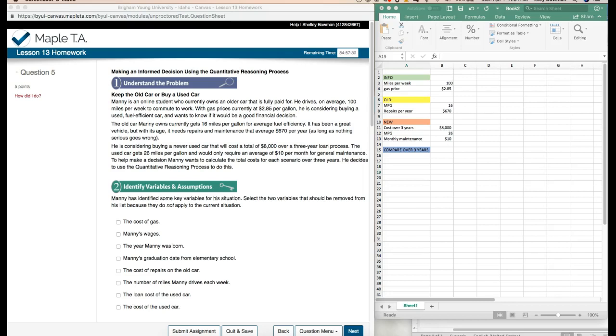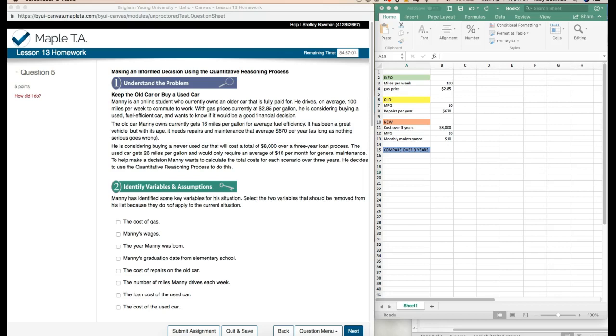The old car Manny currently has gets 16 miles per gallon for average fuel efficiency. It has been a great vehicle, but with its age, it needs repairs and maintenance that average $670 per year, as long as nothing serious goes wrong. He's considering buying a newer used car that will cost a total of $8,000 over a 3-year loan process. So that's already been calculated. You don't need to go through and find the total cost for this one.